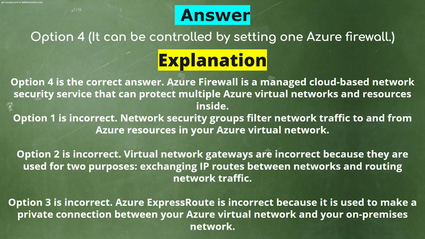Option 2 is incorrect. Virtual network gateways are incorrect because they are used for two purposes: exchanging IP routes between networks and routing network traffic. Option 3 is incorrect. Azure Express route is incorrect because it is used to make a private connection between your Azure virtual network and your on-premises network.